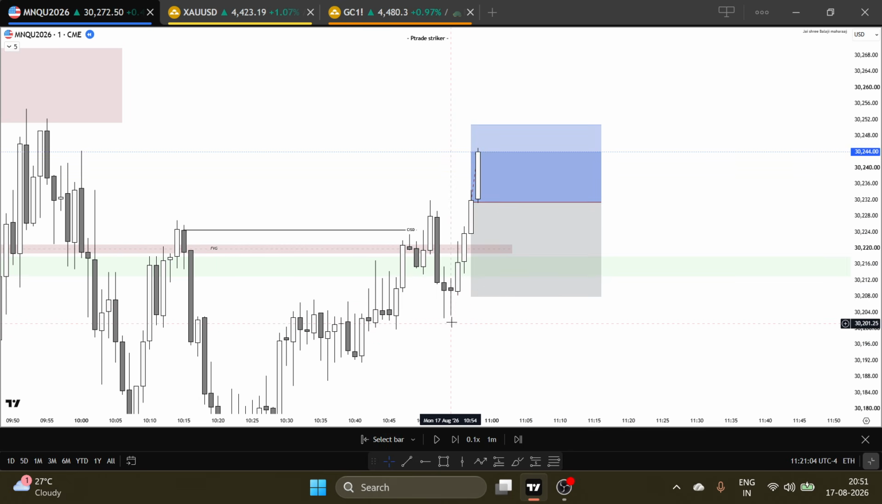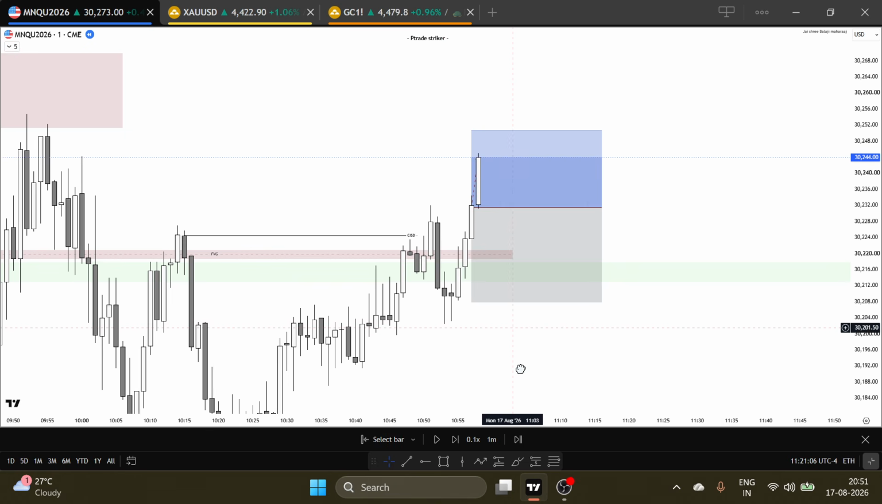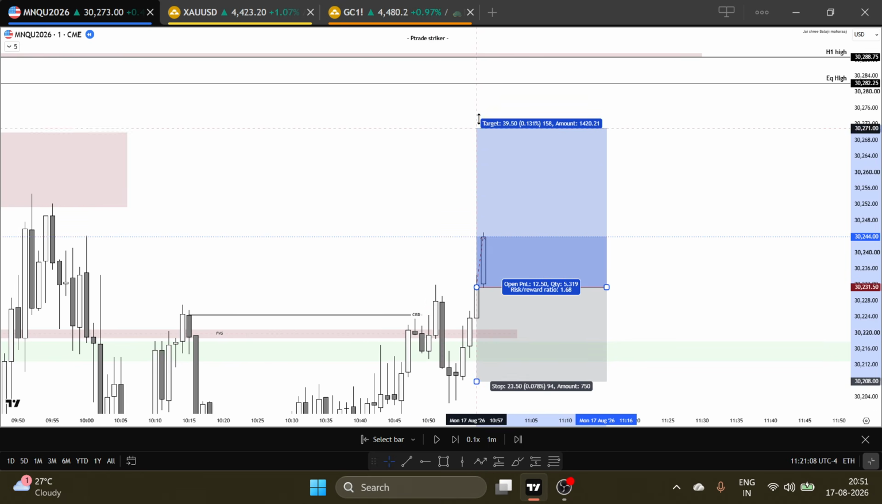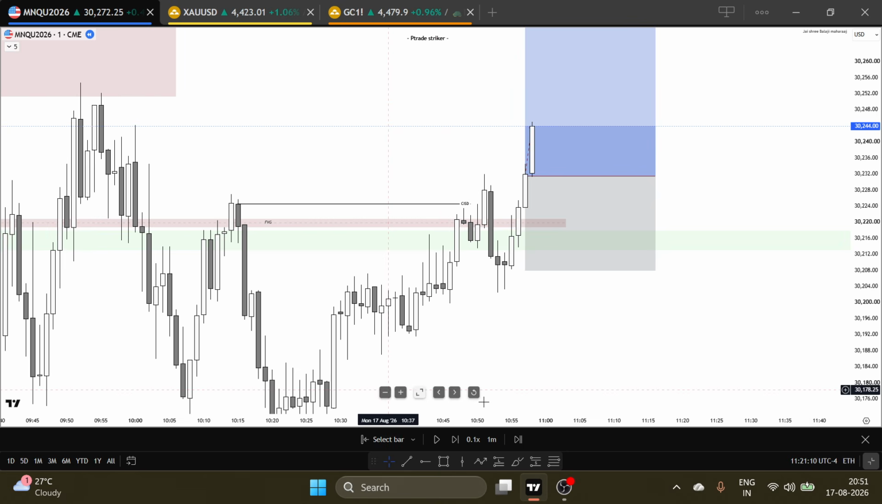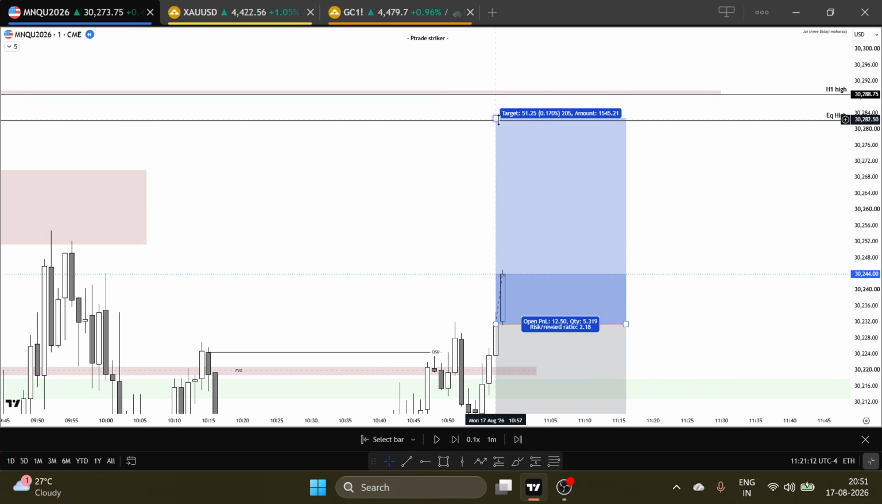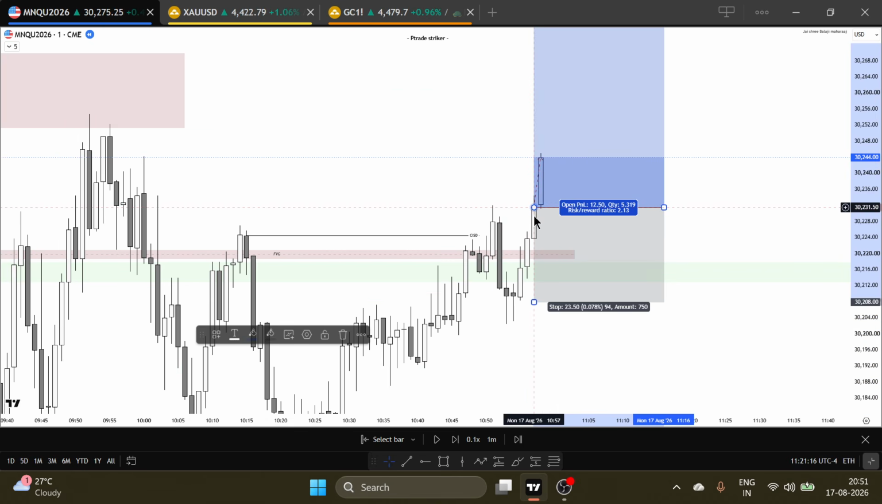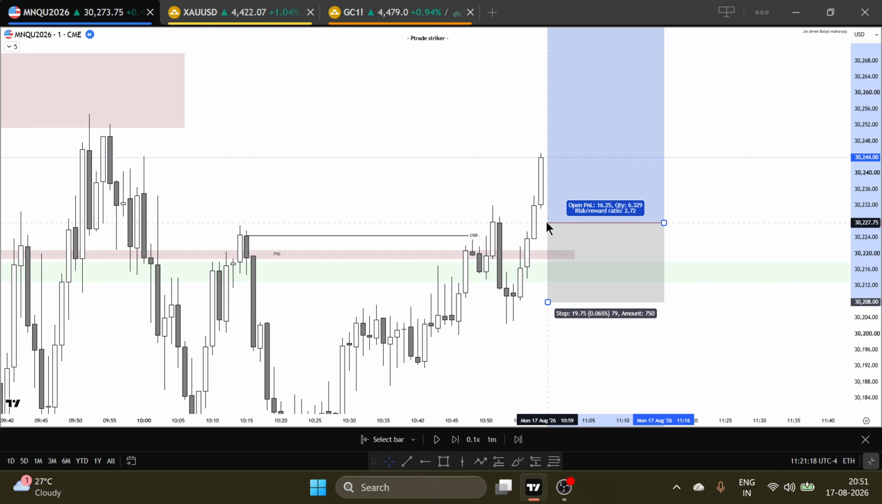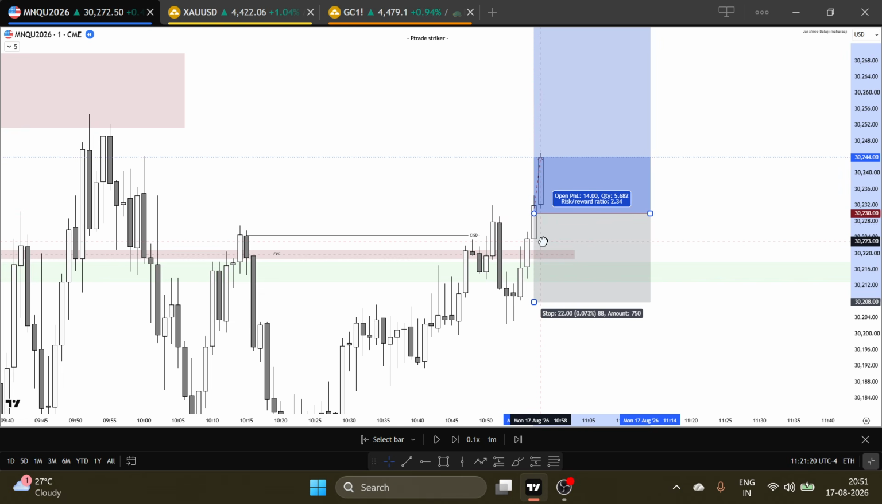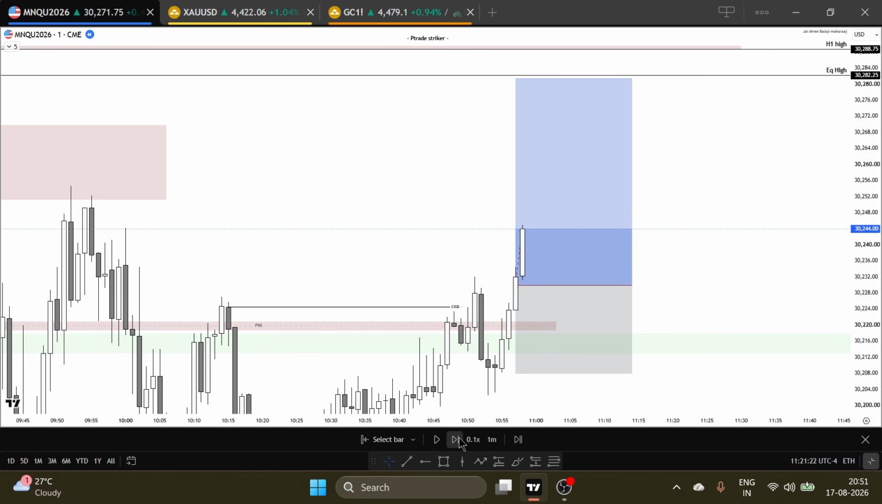You don't need to set a stop loss below this wick low because this was very obvious. Price already ranged that much, so it should push up. My target was this equal high. I executed here somewhere, I think. Yes. And then you can see price went up to here.